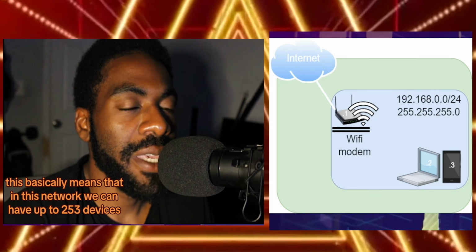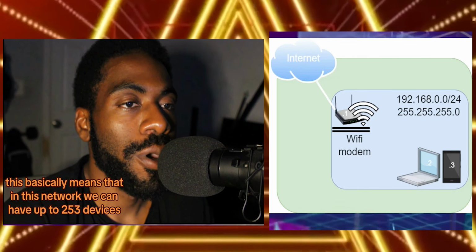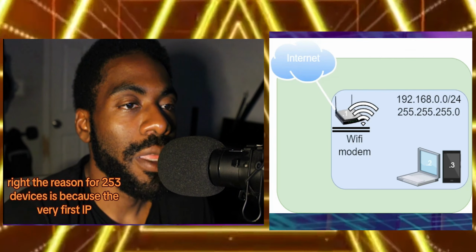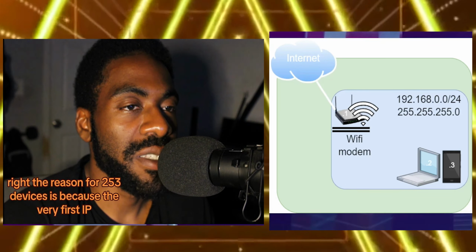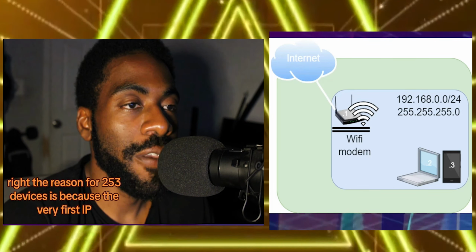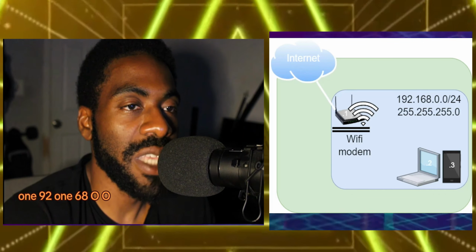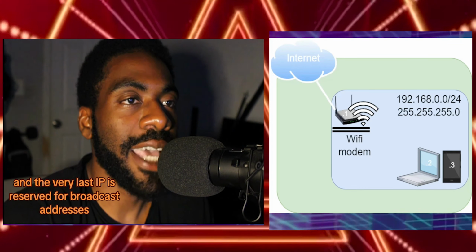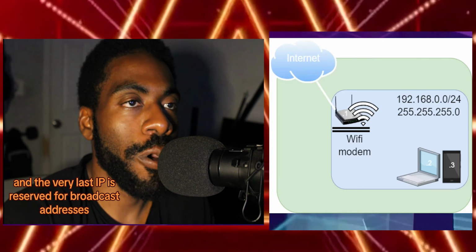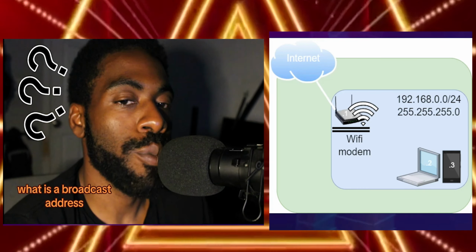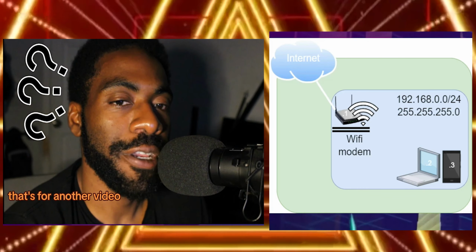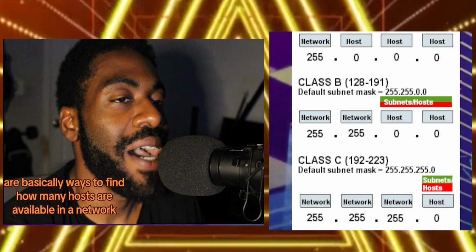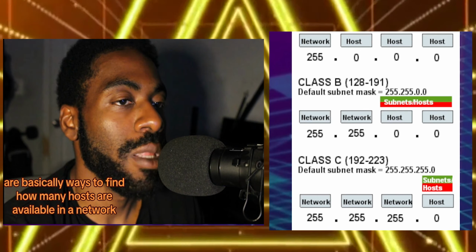This basically means that in this network, we can have up to 253 devices, right? The reason for 253 devices is because the very first IP, 192.168.0.0, is reserved to define the network, and the very last IP is reserved for broadcast addresses. What is a broadcast address? That's for another video. Subnet classes are basically ways to define how many hosts are available in a network.